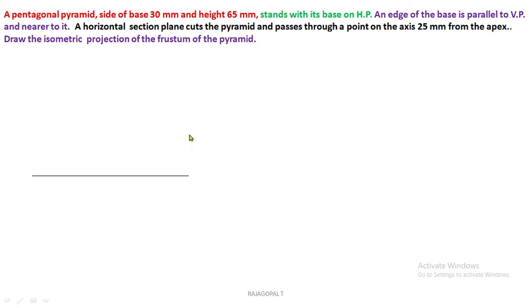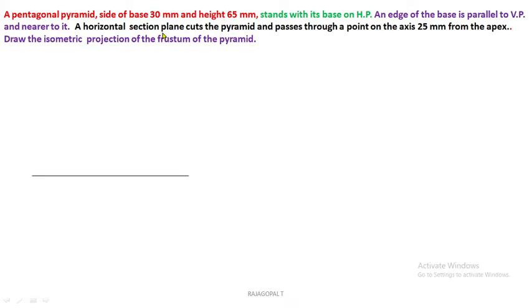Hello friends, in this session we will discuss isometric projection of the frustum of the pyramid. Read the question. A pentagonal pyramid, side of base 30 mm and height 65 mm, stands with its base on HP. So standing with its base on HP, the top view is our pentagon, and the position of the pentagon is that an edge of the base is parallel to VP.